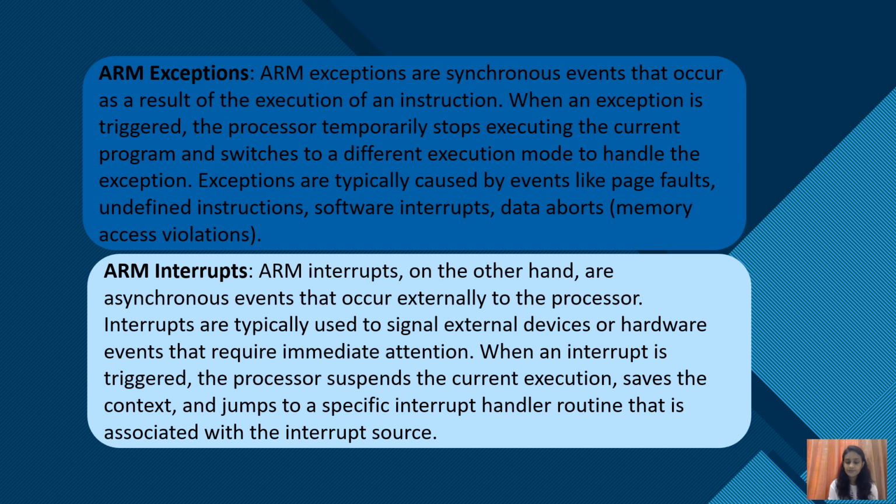And next comes ARM interrupts. ARM interrupts, on the other side, are asynchronous events, which means data is sent either in the form of a character or a byte, and it occurs externally to the processor. Typically interrupts are used to signal an external device which needs immediate attention. Now you can see the role of the processor, which differs from ARM exception to ARM interrupts. In ARM exception, the processor temporarily stops the ongoing program and shifts to another execution mode. But in ARM interrupts, the processor suspends the ongoing program, saves the context and jumps to the specific interrupt handler routine that is associated with the interrupt source.